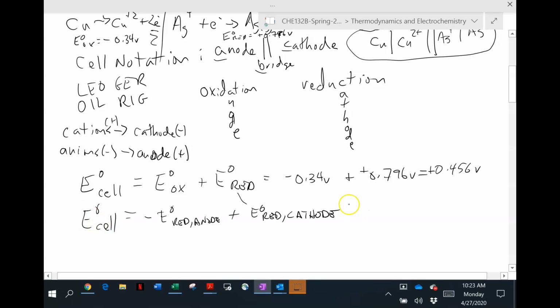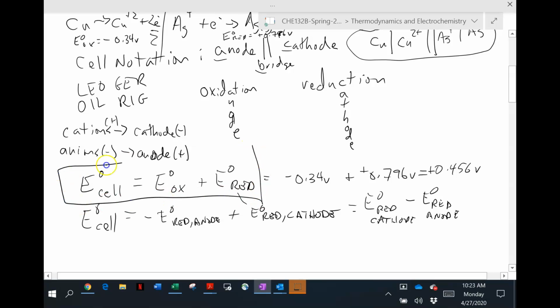So what you'll see sometimes is folks put these together to give you E cell, and that might be written so that you're subtracting: E naught reduction cathode minus E naught reduction at the anode. It's the same thing, it's just confusing. I prefer that method, largely because it's the way I learned it, but also because I think it's unnecessarily confusing. But you will see people do that sometimes, so you should be aware of it.